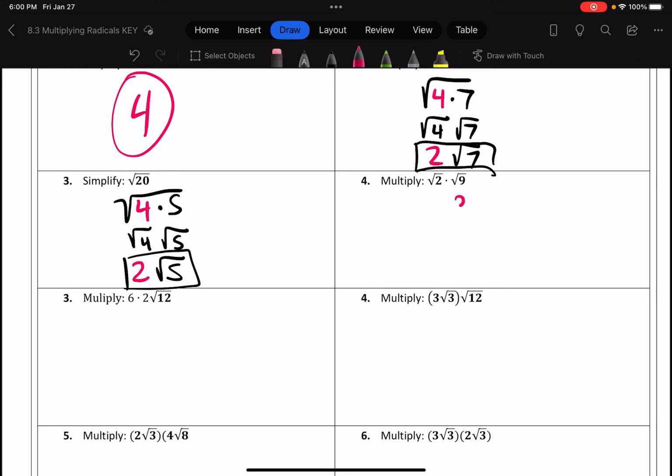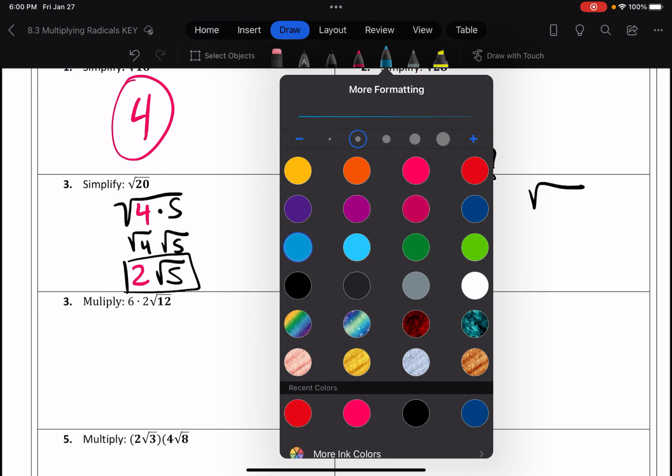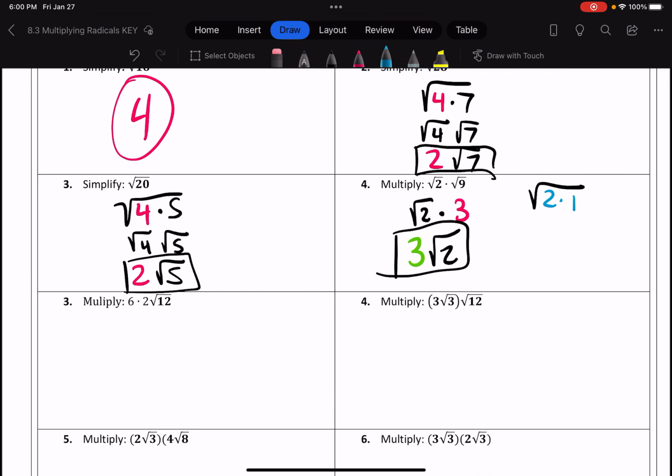I know that 9 simplifies to 3. So I can say that this is a square root of 2 times 3, which can just be written with a coefficient of 3 times the square root of 2. But if you're not looking at it that way, you may say, well, I need to multiply my radicands. And that's fine too. So identify your radicands as 2 and 9. So that's going to give me the square root of 18.